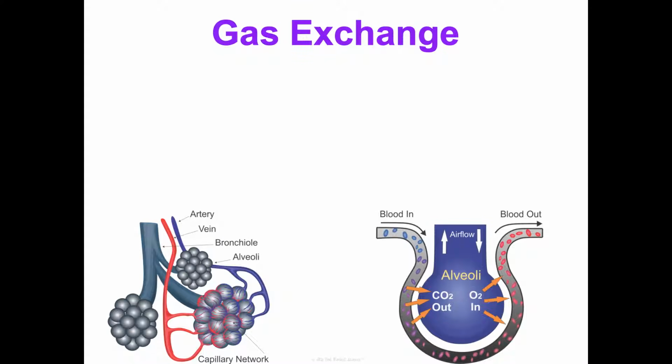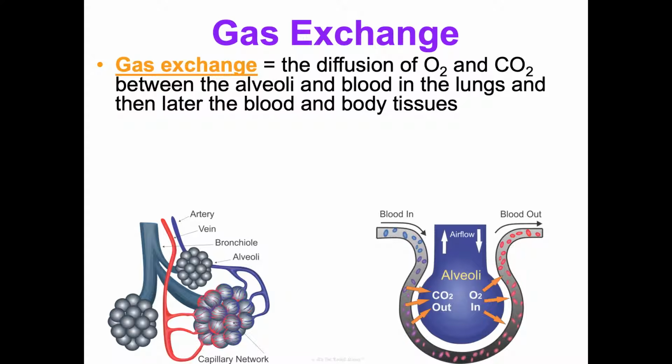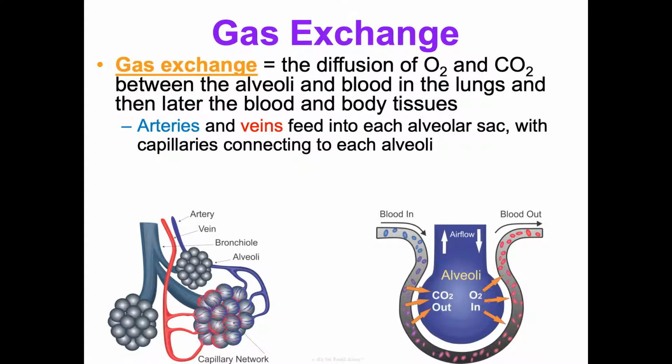All right, so let's talk a bit more about gas exchange. This is just the diffusion of oxygen and CO2 between the alveoli in your lungs and the blood in your lungs. And then later on, once that oxygenated blood gets pumped through your heart and the systemic circuit to get out to your body tissues, gas exchange is going to happen between your blood and the body tissues it arrives at. So remember, your arteries and veins, those are important. Those feed into each alveolar sac, with capillaries connecting to each alveolus. If you don't remember what those things are, go review that from concept 2.